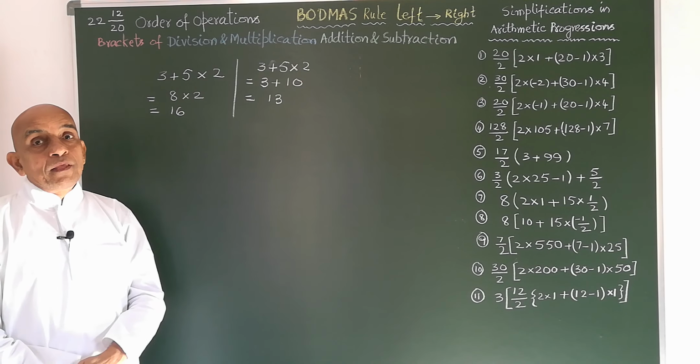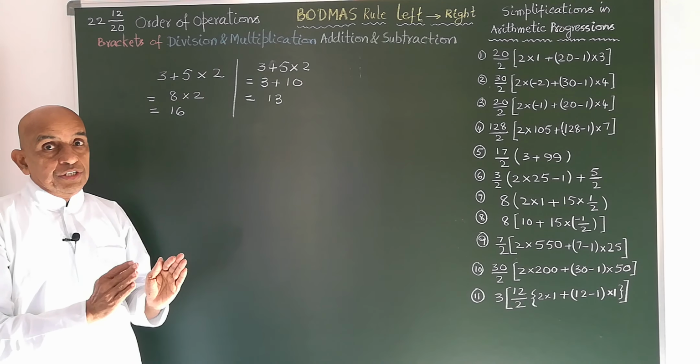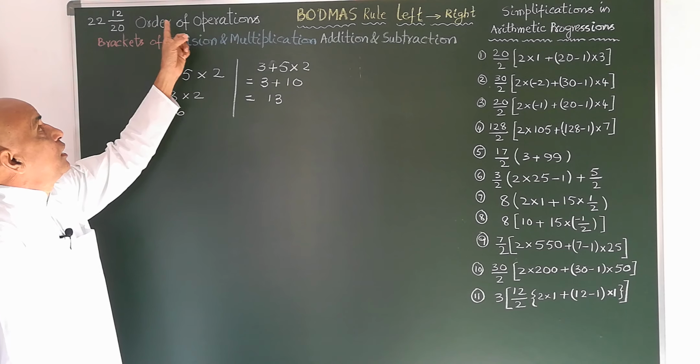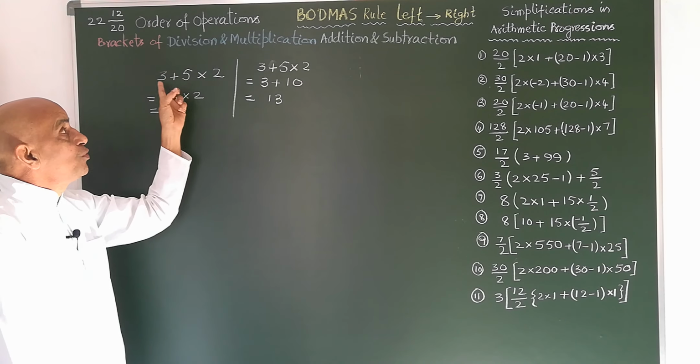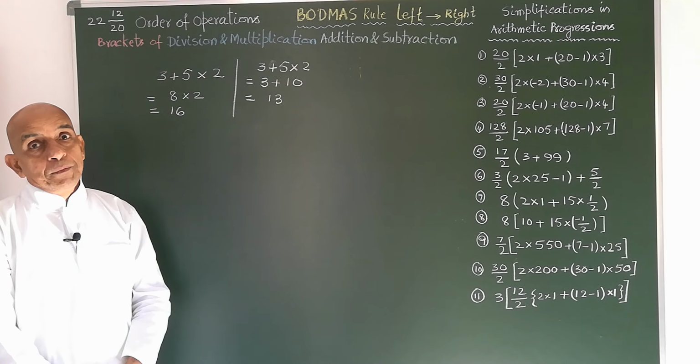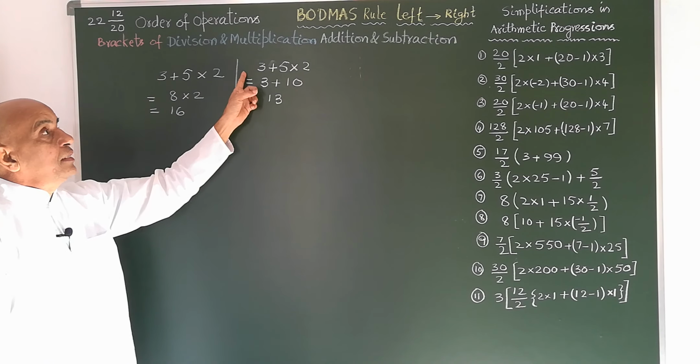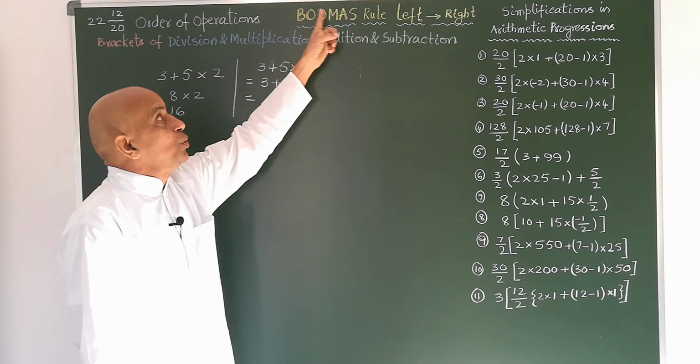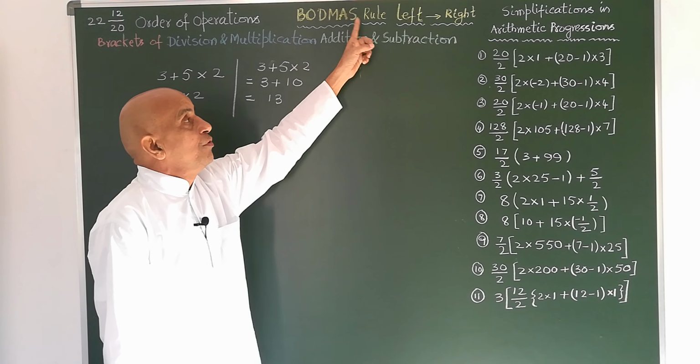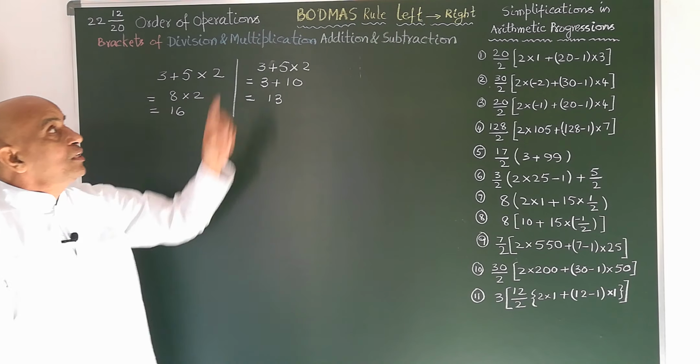That is why we have framed certain rules. They are called order of operations. We have to follow a particular order. This order is decided by this rule, the BODMAS rule, from left to right. What does this rule say?